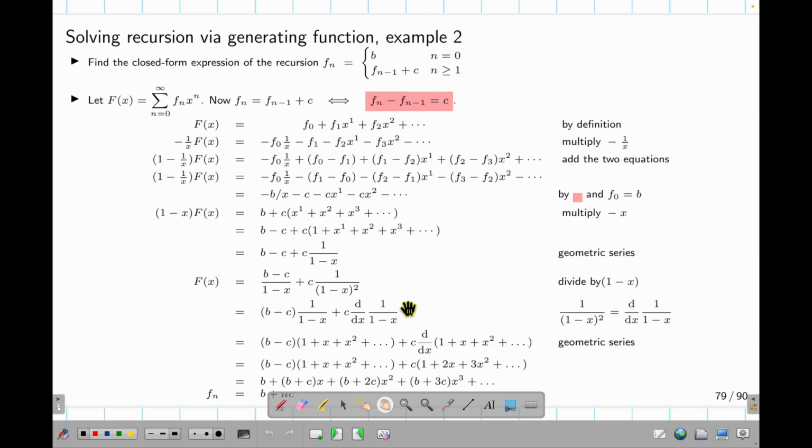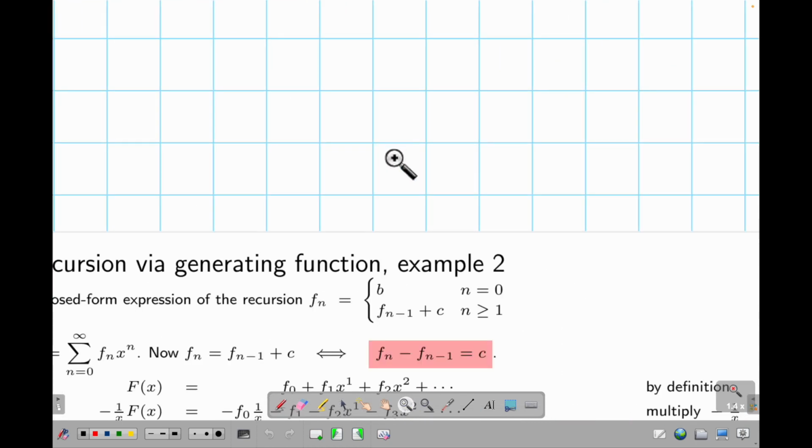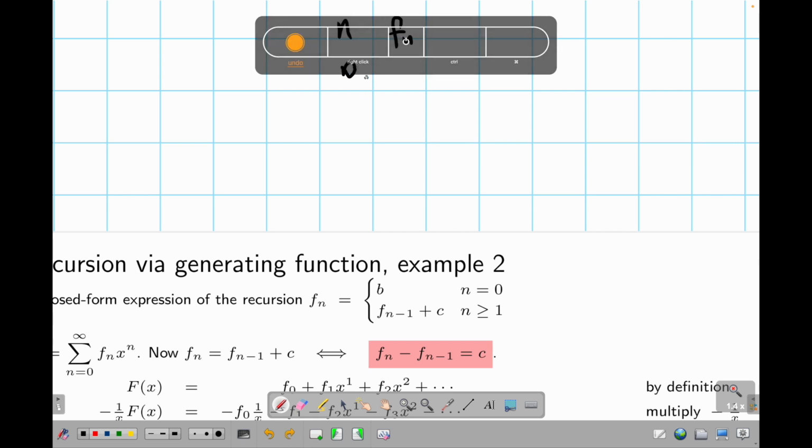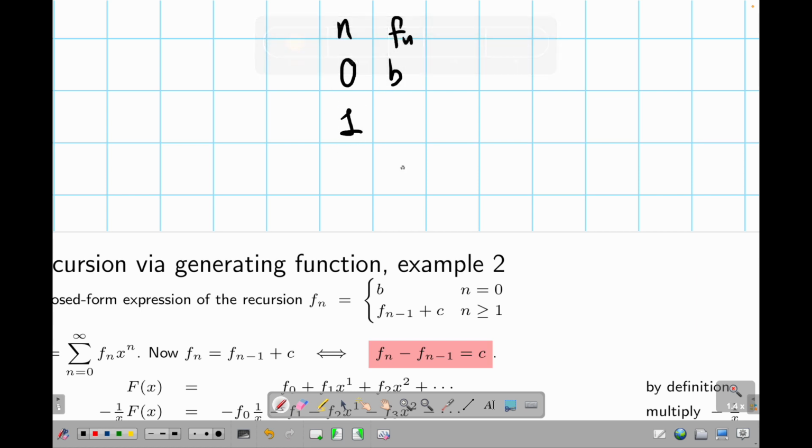Second example. This example is actually very simple, so you don't need a generating function. Suppose we have this definition. When n is 0, we have b. When n is 1, it's just the previous one plus c, so it will be b plus c.